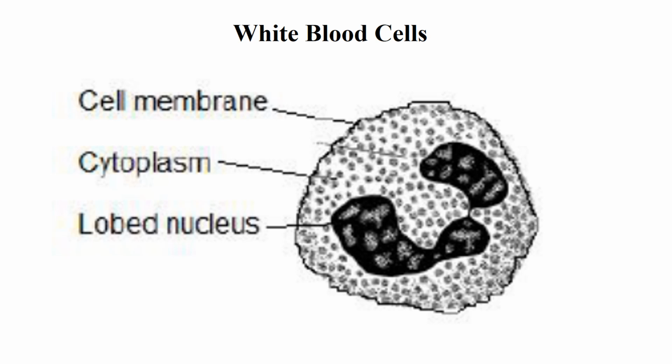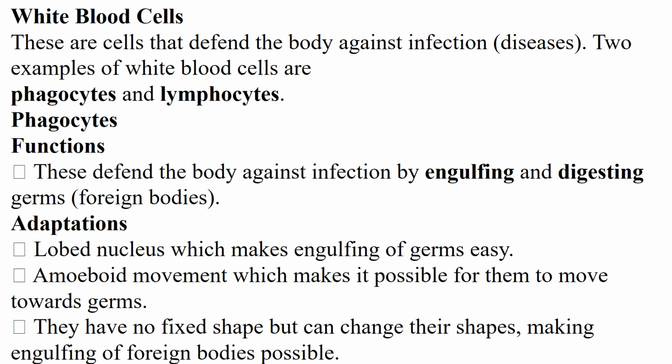Alright, we have what we call the white blood cells. Remember, we have two types of white blood cells. We have the phagocytes and we have the lymphocytes. This is basically how the white blood cells look. So there is what we call the phagocytes, and there is what we call the lymphocytes. These are the two types of white blood cells.